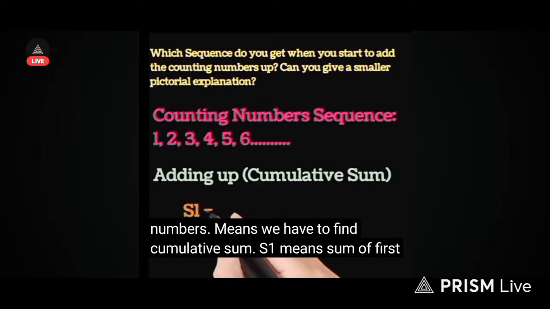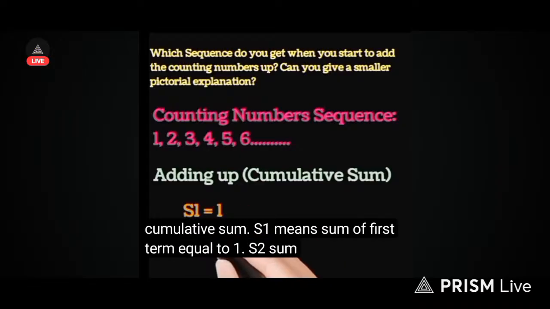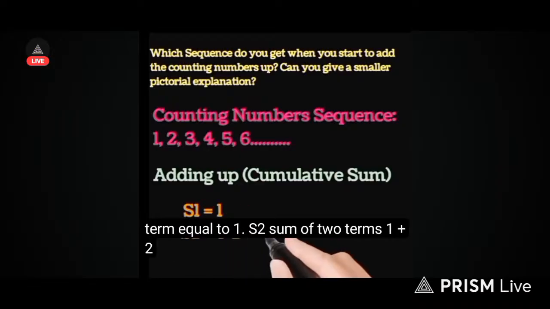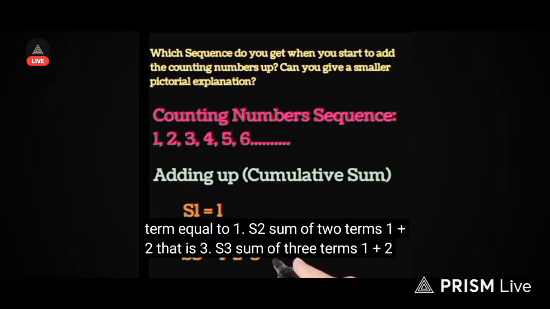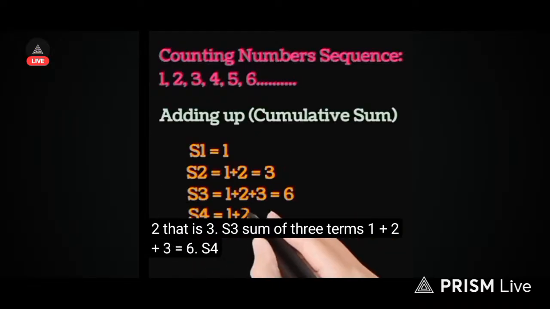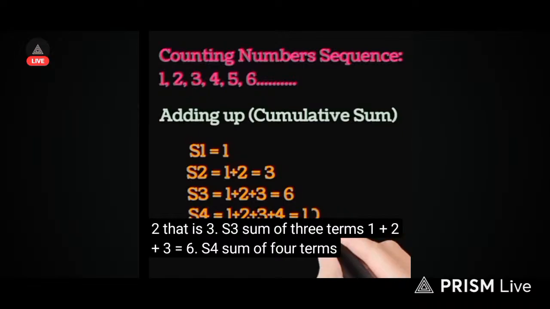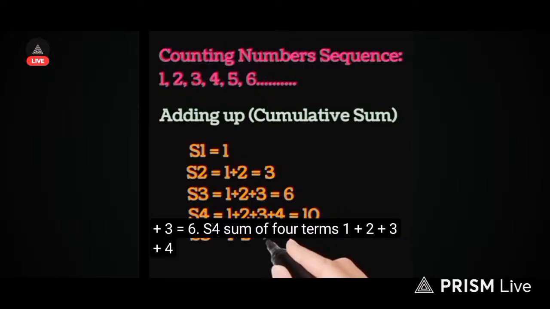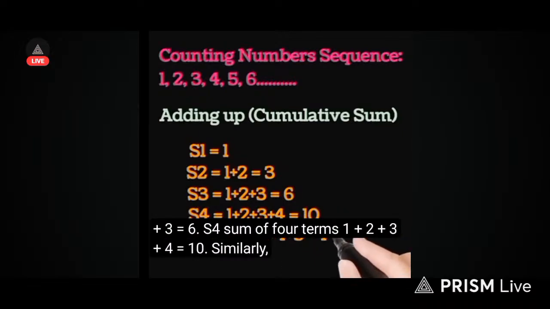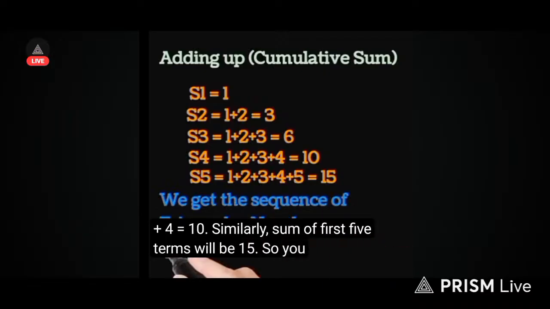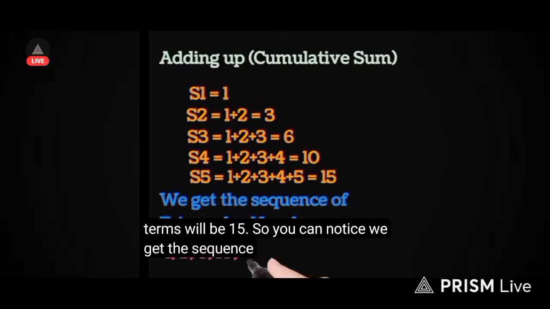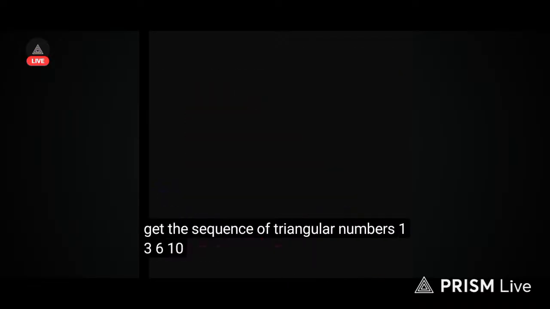S1, the sum of the first term, is equal to 1. S2, the sum of two terms, 1 plus 2, is 3. S3, the sum of three terms, 1 plus 2 plus 3, is equal to 6. S4, the sum of four terms, 1 plus 2 plus 3 plus 4, is equal to 10. Similarly, the sum of the first 5 terms will be 15. So you can notice we get the sequence of triangular numbers: 1, 3, 6, 10, 15.